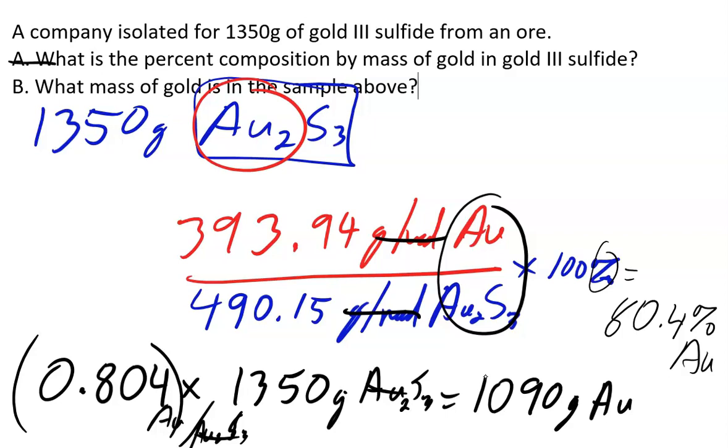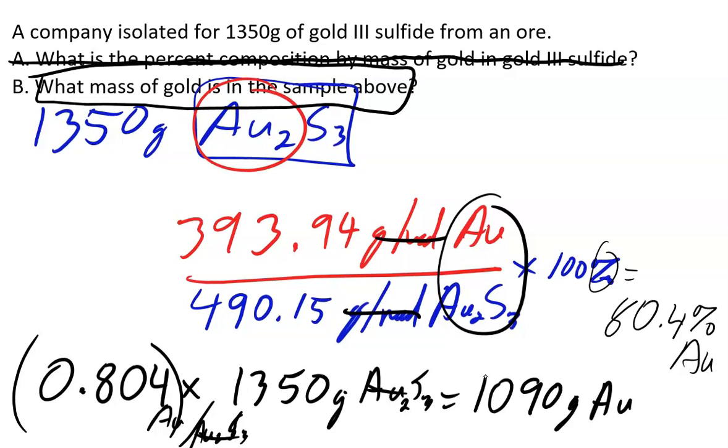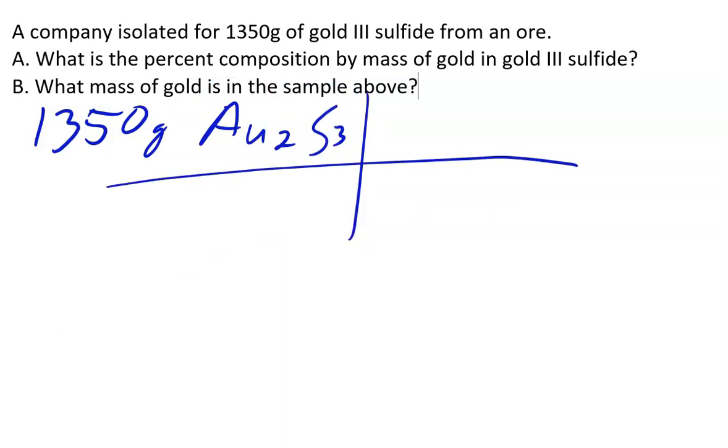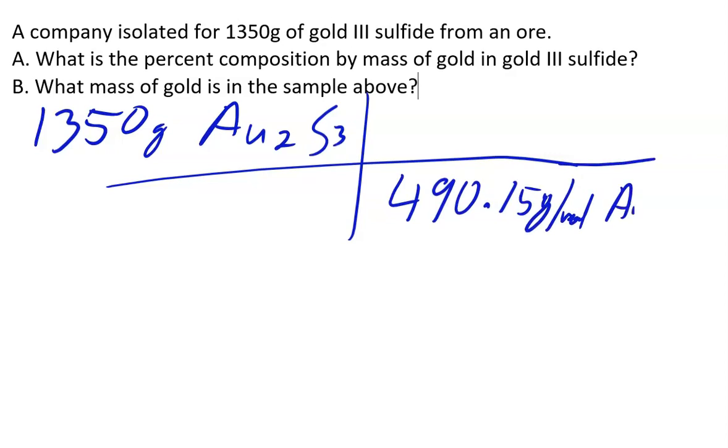If we didn't have this A question right here, and it was just what's the mass of gold in the sample, we wouldn't turn it into percent, multiply it by 100 only to take the 100 back out of it. I would go straight from the mass of the gold sulfide, put the molar mass of gold sulfide, Au2S3, in grams per mole on the bottom, and then multiply it times the molar mass of the gold in the compound.